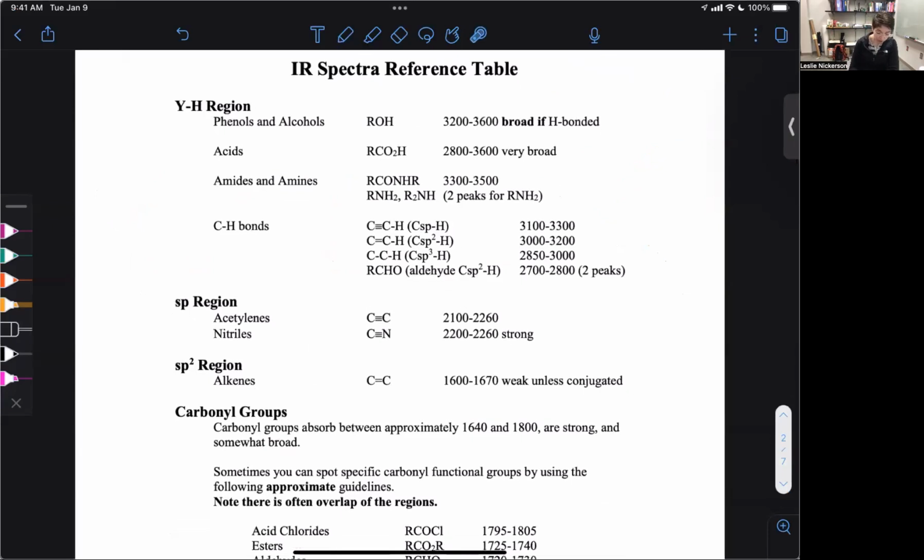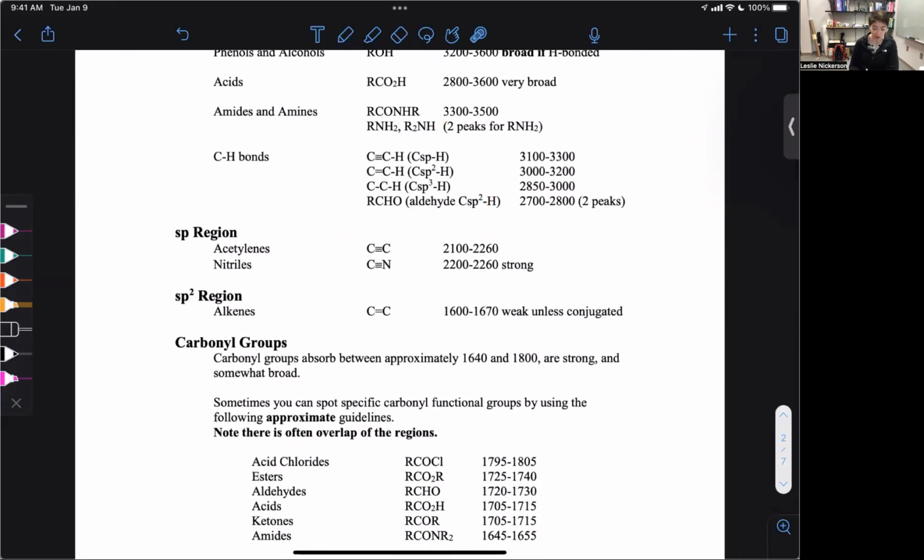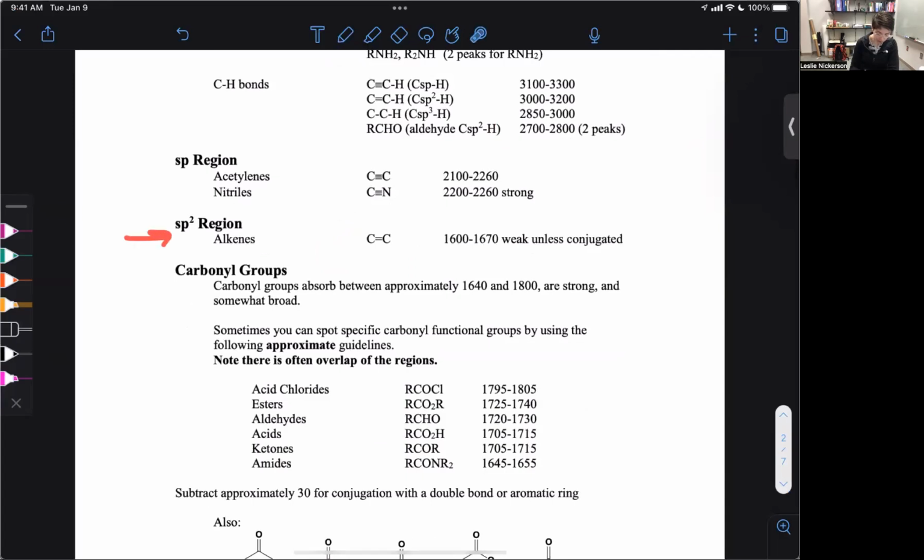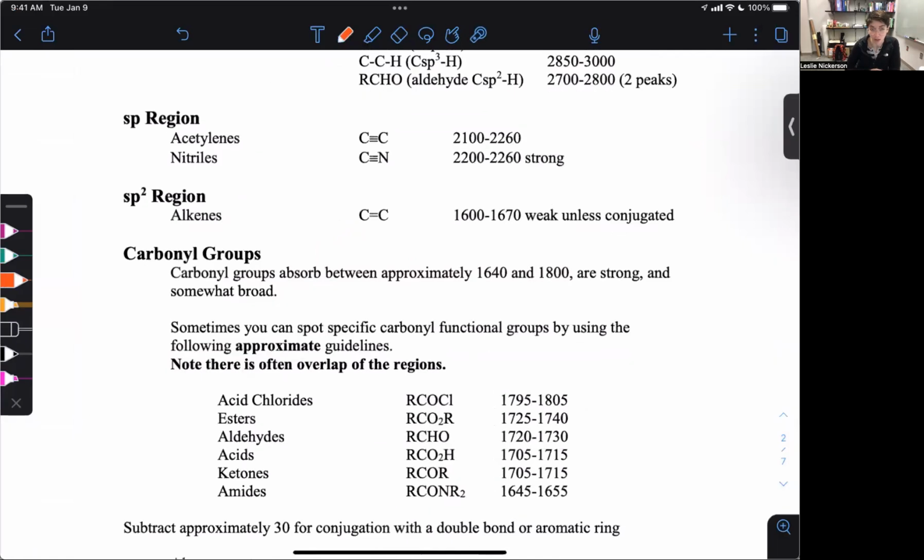This breaks down those separate regions in a bit more detail. We have the bonds to H region, where we can see the alcohols and acids. That's all of our OH bonds, all of our NH bonds, and then all of our CH bonds. Then we've got the triple bonds. That's going to be the nitriles and the alkynes. And then the double bonds, which include alkenes. I actually don't look for alkenes much in this region, but benzene.